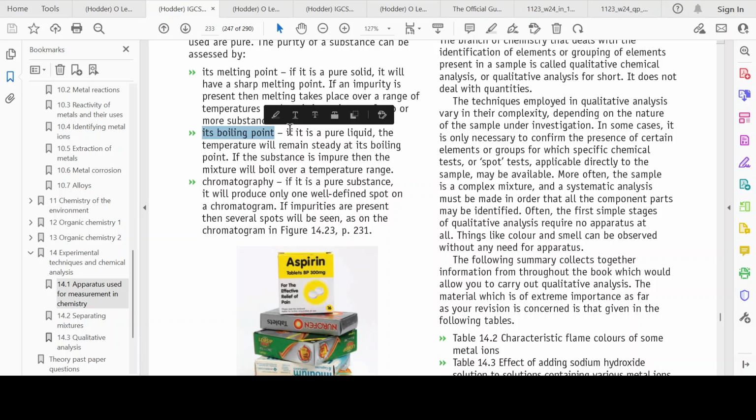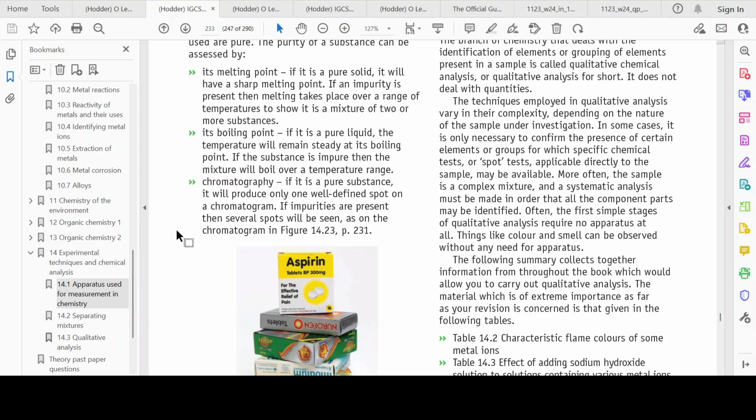Its boiling point, so again, a pure liquid will have a steady boiling point. If the substance is impure, then the mixture will boil over a range of temperatures. For example, water boils at 100. If there are impurities, meaning some stuff that you don't want, so if there's salt or anything else in the water, then it will have a higher boiling point.